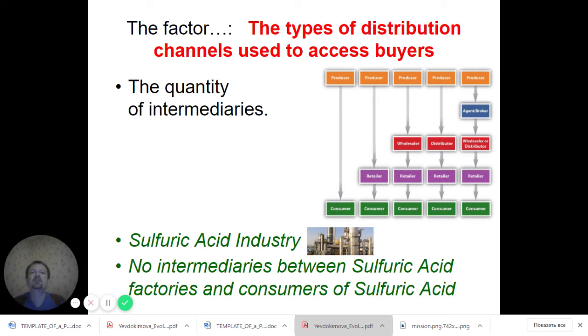The next factor is types of distribution channels used to access buyers. In these characteristics, you have to describe number of intermediaries. From this picture, you can see that in some cases it could be like direct selling from you to final customer, and in some cases it could be one, two, or even more intermediaries.